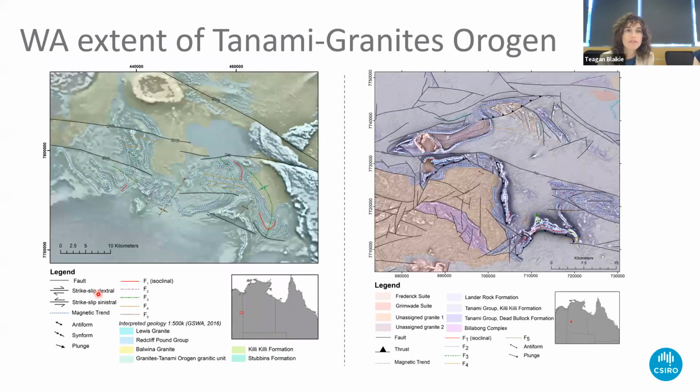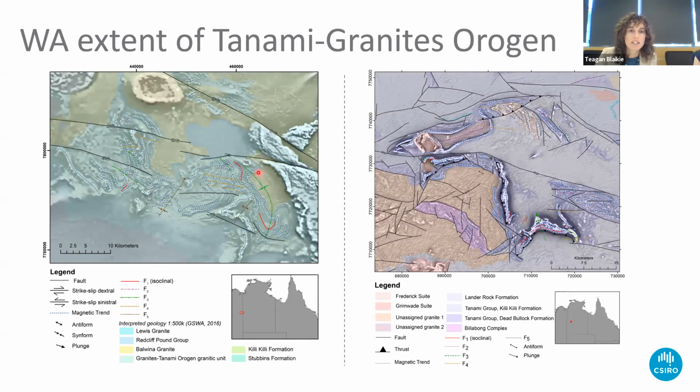We did a brief comparison of the structures and structural framework derived for the Tanami region to the extent of these units on the WA side of the border. So here we've got the Stubbins Formation, which is the equivalent of the Dead Bullock Formation, and then the overlying Kili Formation. So those turbidic origin sediments, they're here in yellow.